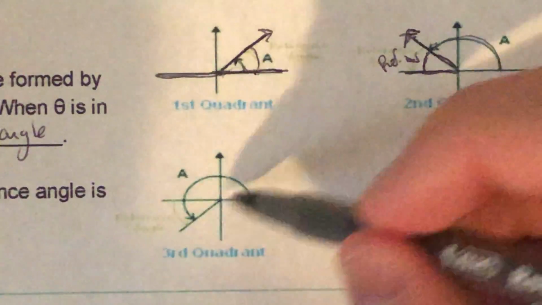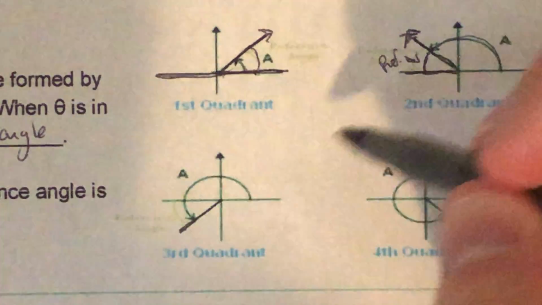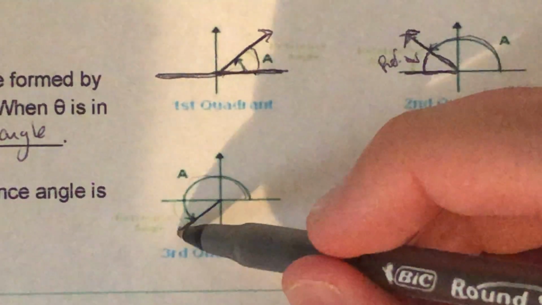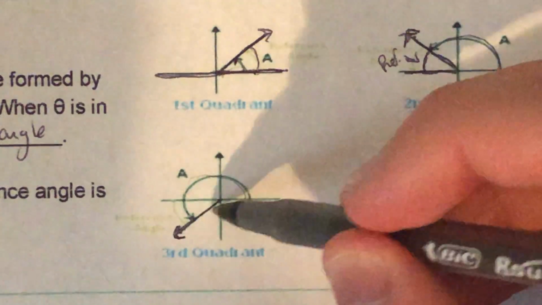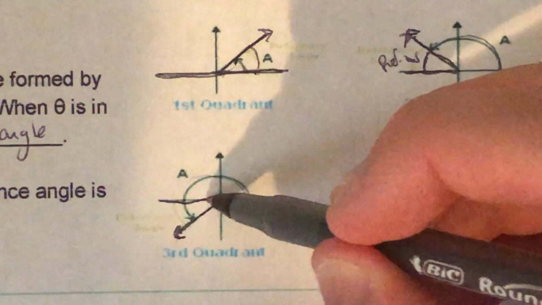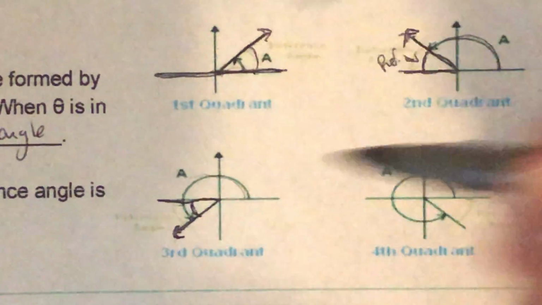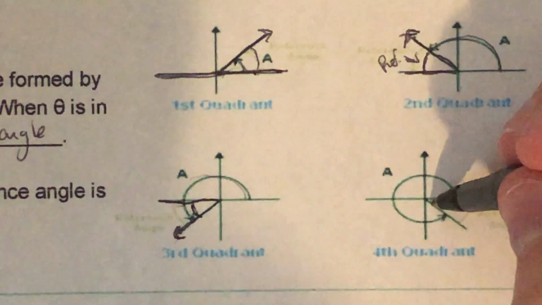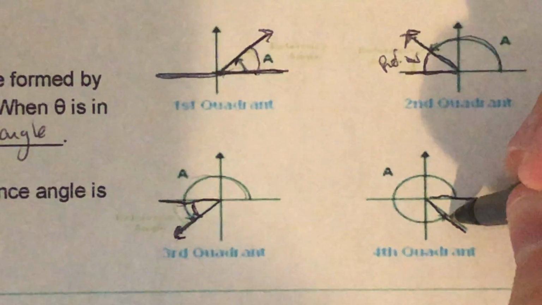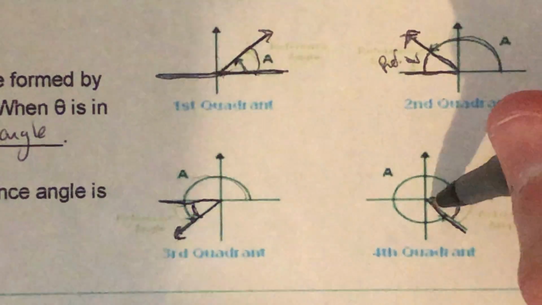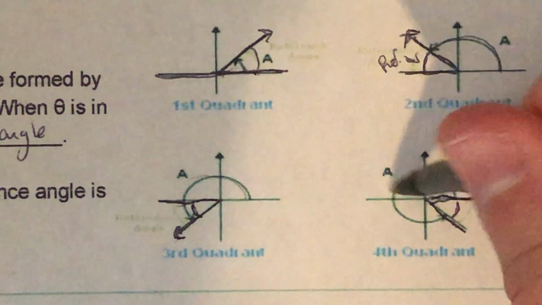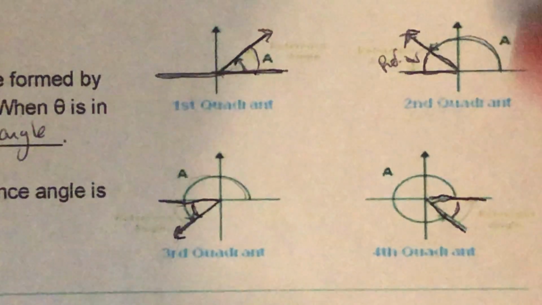Down here, if we have A here, this is our terminal side. The reference angle is the angle between that terminal side and the x-axis. So this would be my reference angle. Over here, my reference angle would be here. So you're just looking at that terminal side and then the closer of the two sides of the x-axis.